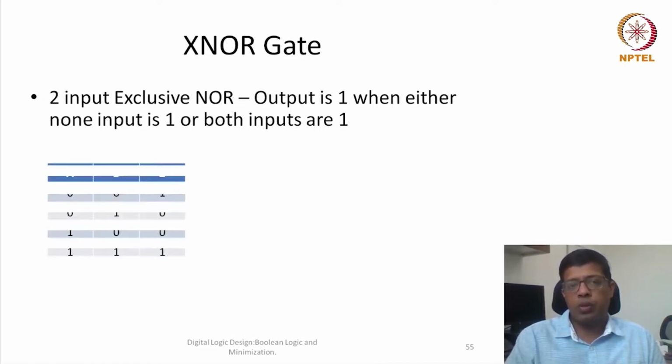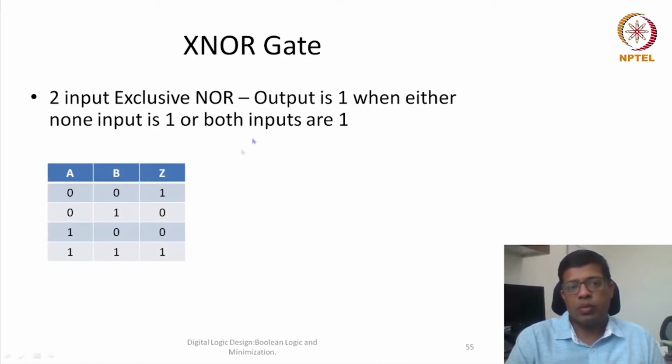So the truth table would go like this. When both the inputs are 0, the output is 1. If both the inputs are 1, then also the output is 1. Otherwise the output is 0. You can see the behavior or truth table: the output is exactly the inverse of the XOR gate output.